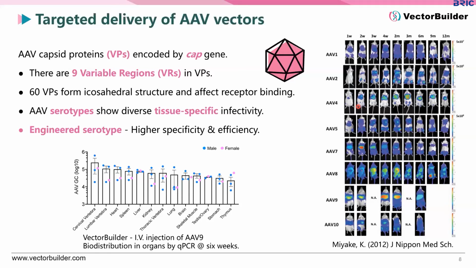For example, the literature that I show here, from back in 2012, nicely shows a biodistribution profile of different AAV serotypes in a mouse model. And of course, at VectorBuilder, we have also run a lot of internal biodistribution analysis on these AAV vectors. So now that we know they have different specificity and efficiency, what's next? People want to look at engineered serotypes to increase specific delivery, and also you can minimize the dosage and then increase the effect.